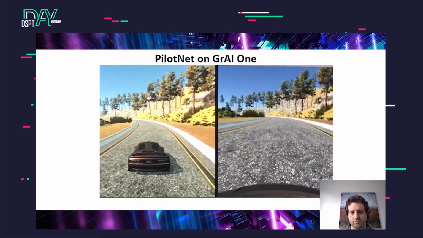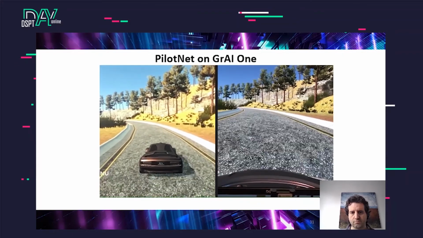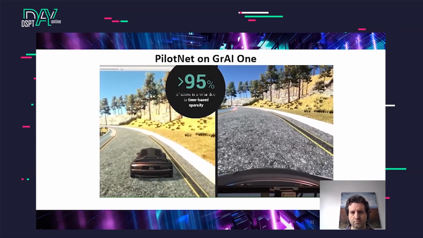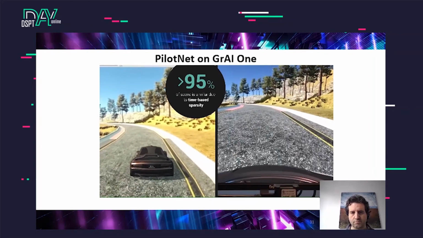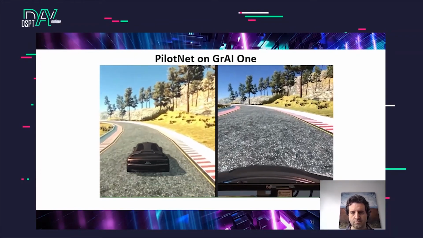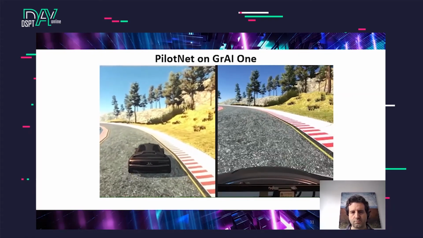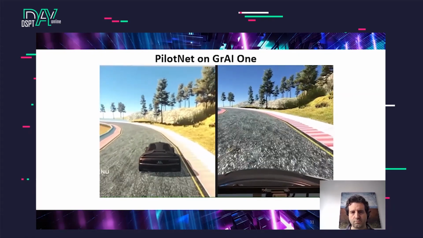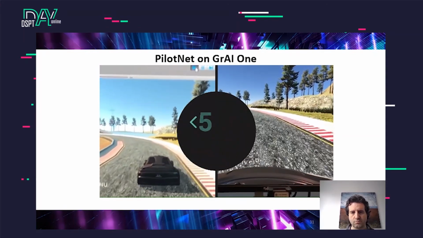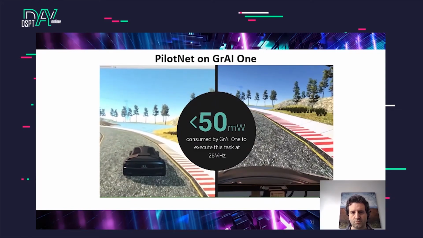As the car navigates this road, it is constantly updated with the steering information. As can be seen on the screen, more than 95% of the scene is relatively similar as the car moves on the road. This represents a real-world example of time-based sparsity. GrAI One only needs to process the changes in the scene from frame to frame. This allows the system to consume very low power and process a fairly complex task of autonomous navigation. In this setup, GrAI One consumes less than 50 milliwatts in total power to execute this task at 25 megahertz.